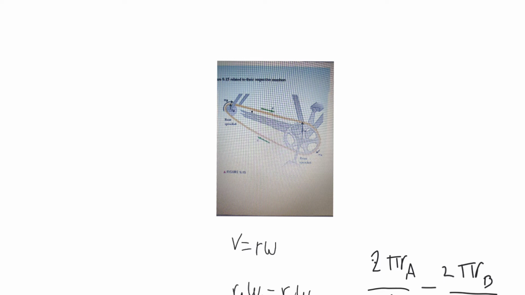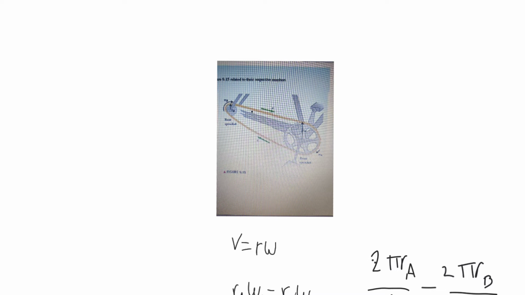Okay, so for problem 9.5, we're asked to use this figure we have right in front of us. It's asking how the angular speeds of the two bicycle sprockets shown in the figure are related to the respective numbers of teeth, NA and NB. So they want us to write a relationship between the angular speed and their respective numbers of teeth.